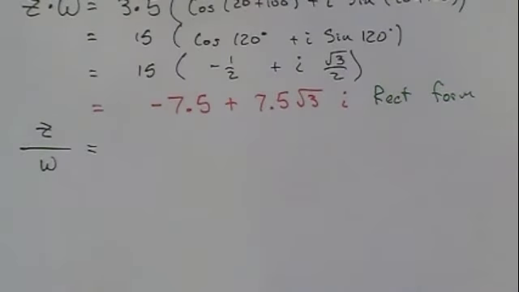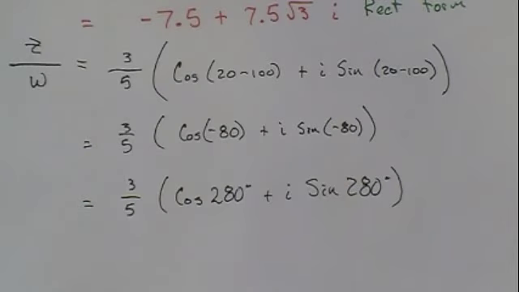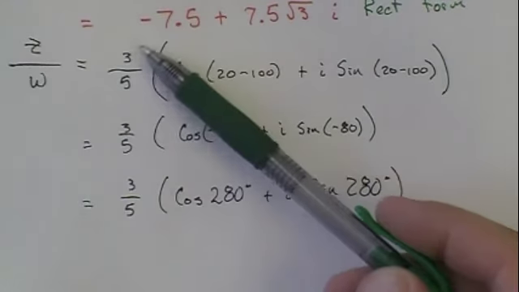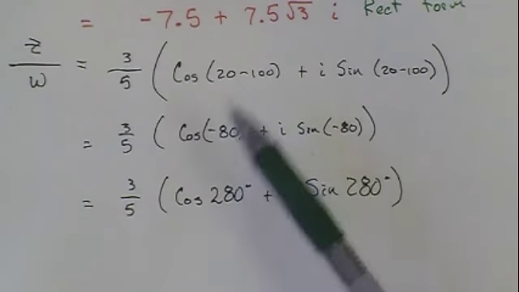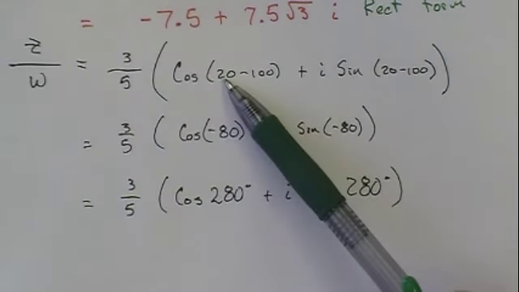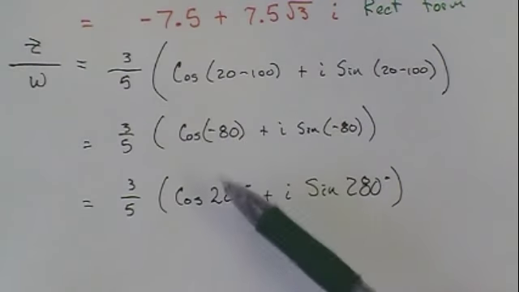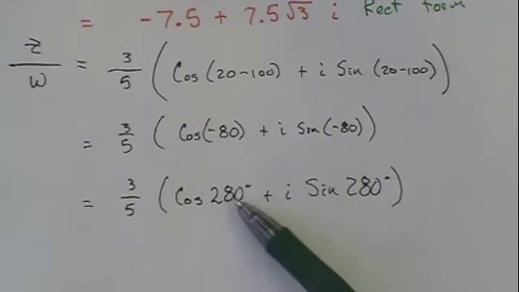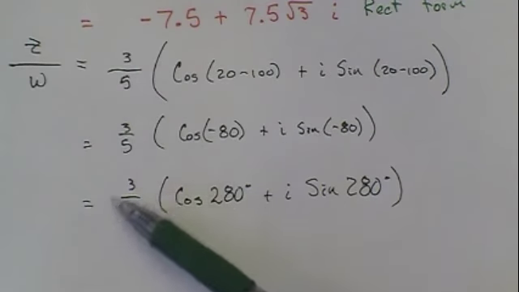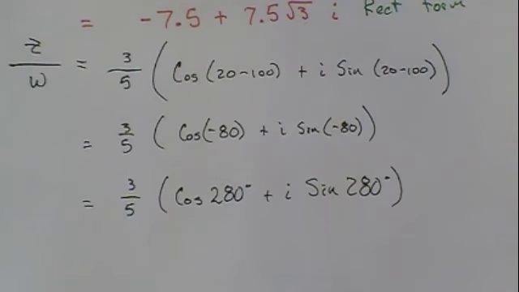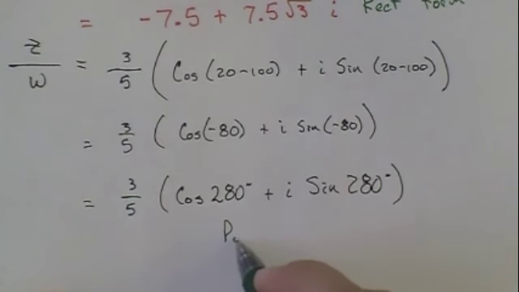Now divide. Okay, so here dividing, we take our two radii, 3 divided by 5, and now we're taking the difference between the angles. So we have angle 1 is 20, angle 2 is 100. So 20 minus 100 gives us a negative 80 degrees for our angle. We're going to write that as a positive angle. So here we have our radius with our angle. So this would be an answer in polar form.